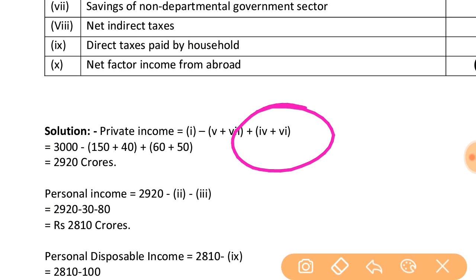So that is why national income we have given 3000, and then the income from property and entrepreneurship to government, it is given 150. Next, given current transfer, next given the non-departmental government sector. So this is 40, and we have to add current transfer from government and current transfer from rest of the world. So when we add and subtract this, we will get 2920 crores. So this is the private income.